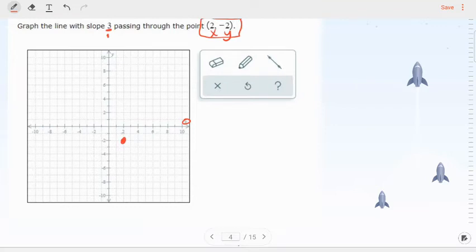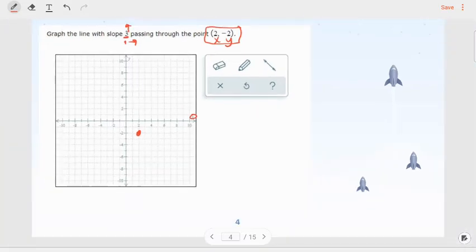Now that I know where I'm starting, I can do this rise of 3 and run of 1. So I'm going to rise 3, 1, 2, 3, and run to the right 1. And all I have to do is click my line tool, connect the 2 dots, and it will continue it. Now if I didn't have that option, I would just continue to count up and over that same pattern. Rise 3 over 1, and I could also go in reverse. Down 3, but to keep that line straight, I have to go backwards 1. So there's my graph.